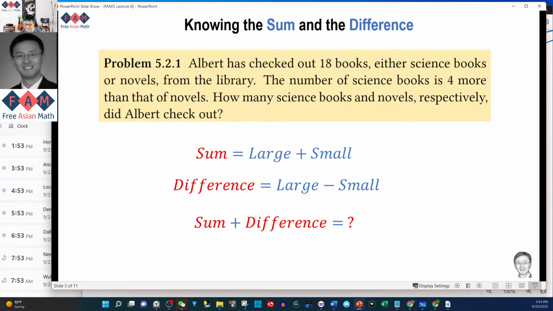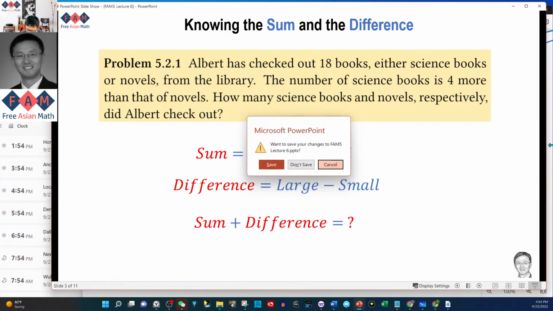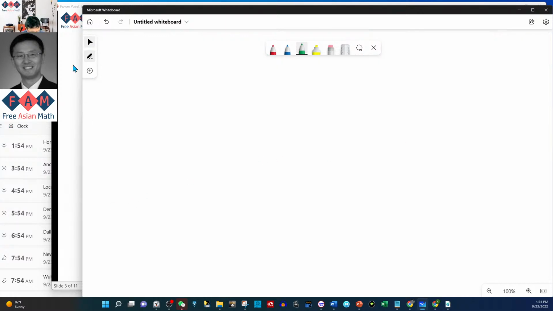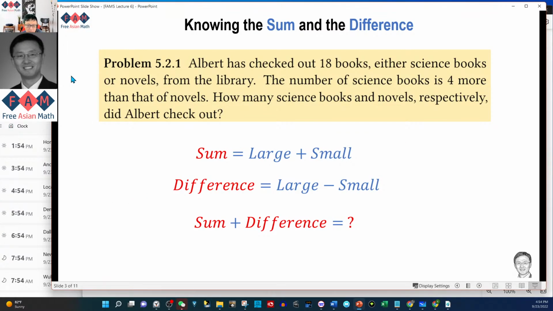That's the total of the science books and the novels. And we know he has 4 more science books than the number of novels. That's the difference between the science books and the novels. How do we figure out the number of each type of book? Well, according to what we just analyzed, which one is the larger number? It's the number of science books, right? That's what the problem said. It's 4 more than the number of novels. So that's the larger number.